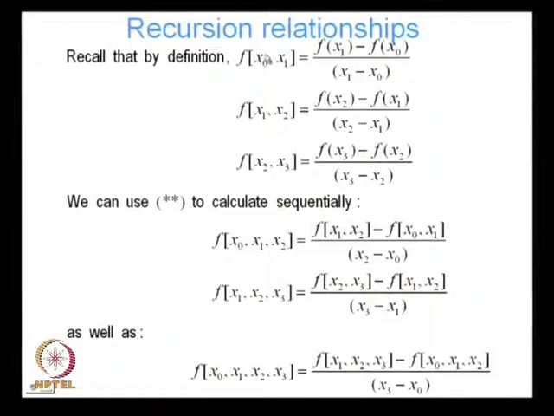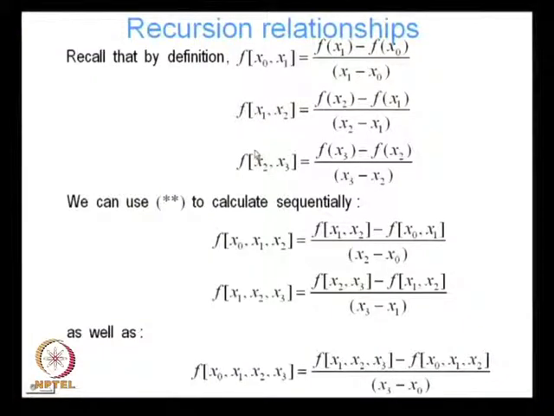So, we know by definition f of x0 x1 is equal to f of x1 minus f of x0 divided by x1 minus x0. Similarly, f of x1 x2, I know, f of x2 minus f of x1 over x2 minus x1. All these I can evaluate by definition. So if I know the function values at x0, x1 and x2, I can evaluate these divided differences, the second order divided differences. Now, I am going to use this relationship to evaluate the higher order divided differences.